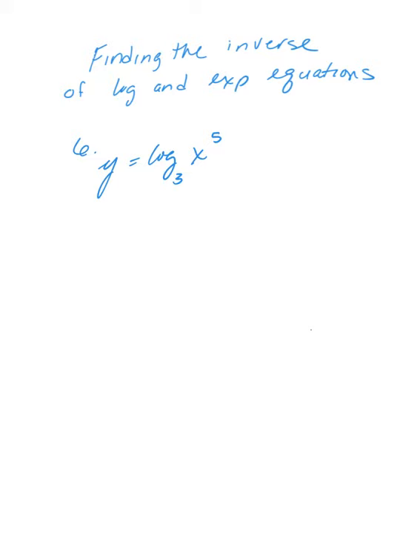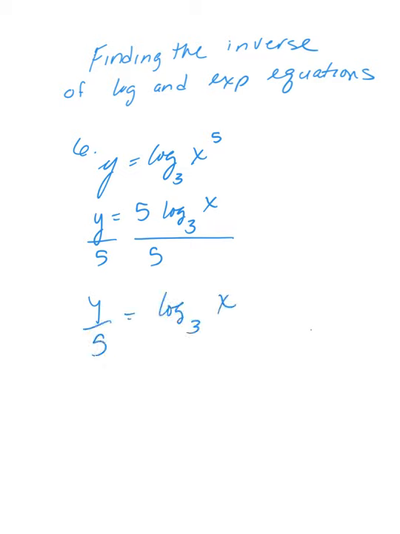So the first thing you're going to do is move things around if you need to, because the object is to find the inverse of the equation. I don't like that x to the 5th, so I'm going to change that to y equals 5 log base 3 of x. If I divide by 5 on both sides, I get y over 5 equals log base 3 of x.